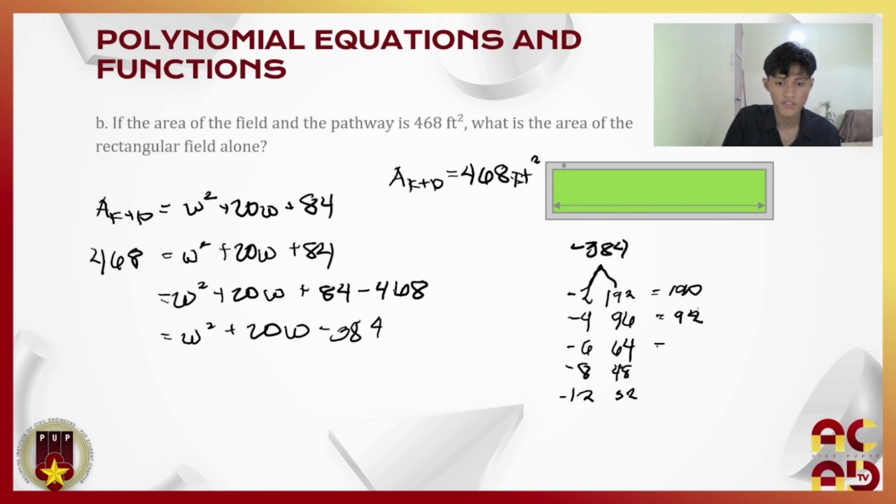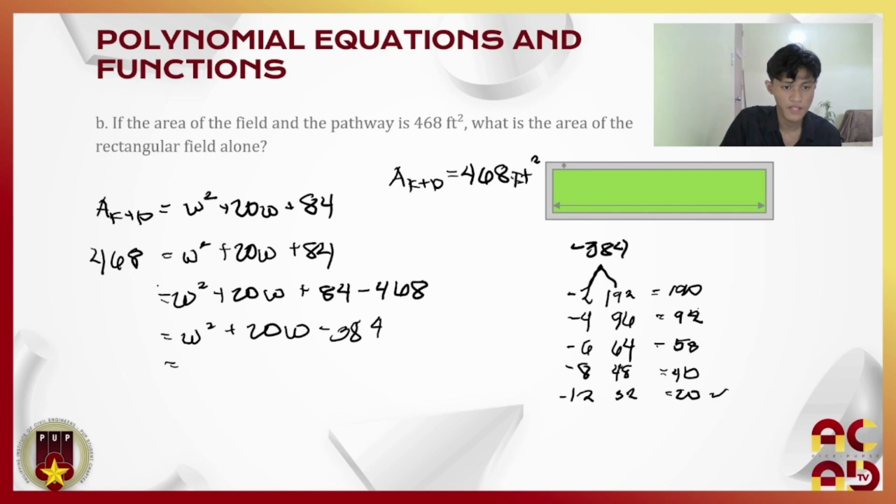64 minus 6, we have 58. So, hindi rin nagtugma sa 20. 48 minus 8, we have 40. Hindi rin nagtugma sa 20. And finally, 32 minus 12 is equals to 20, which nagtugma sa ating middle term. So, ito yung factor na kukunin natin.